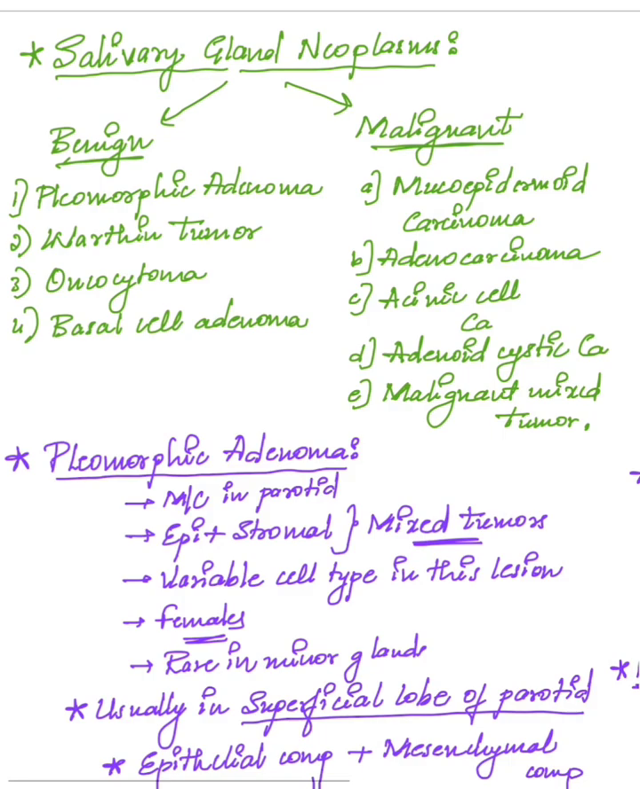Now the next main important topic is salivary gland neoplasms. They can be differentiated into two parts, that is benign and malignant. In benign, the most common is pleomorphic adenoma, then Warthin tumor, oncocytoma, and basal cell adenoma. In malignant, we can see mucoepidermoid carcinoma, adenocarcinoma, acinic cell carcinoma, adenoid cystic carcinoma, and malignant mixed tumor.